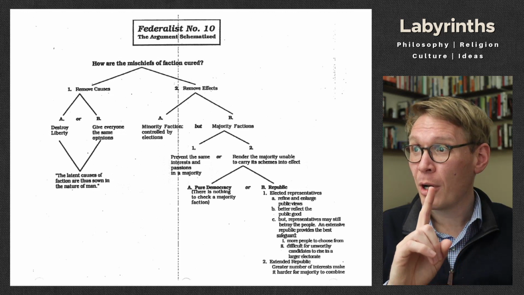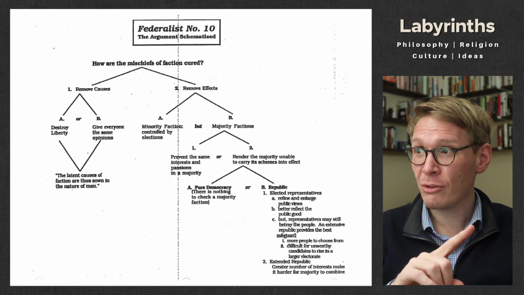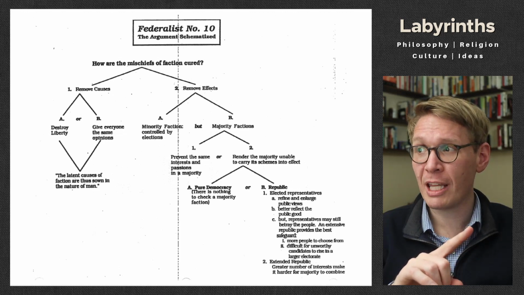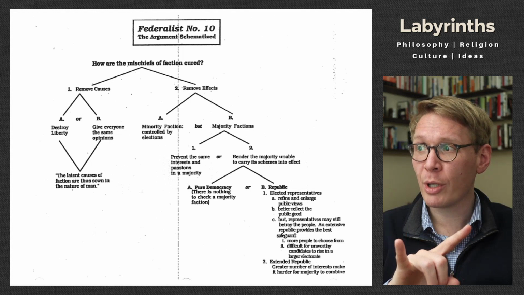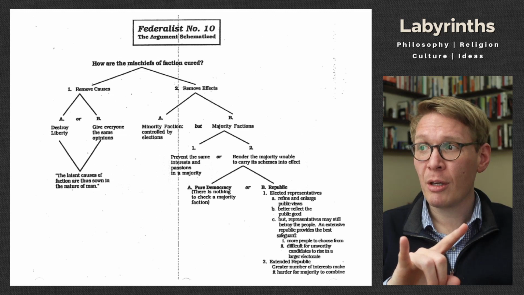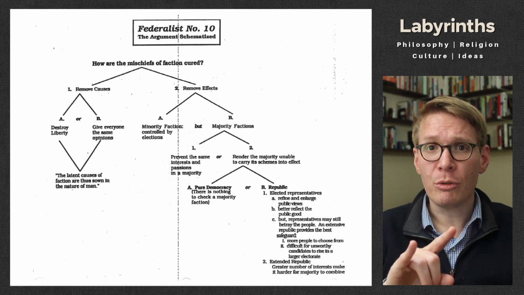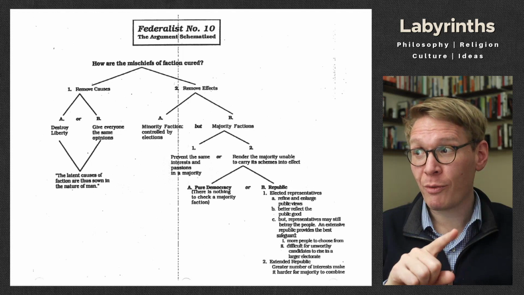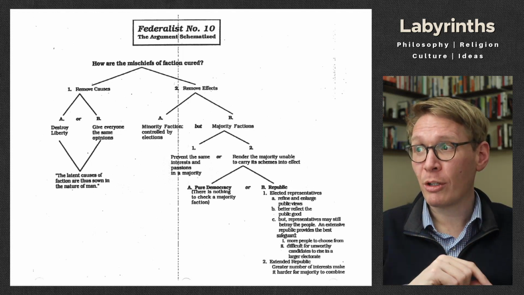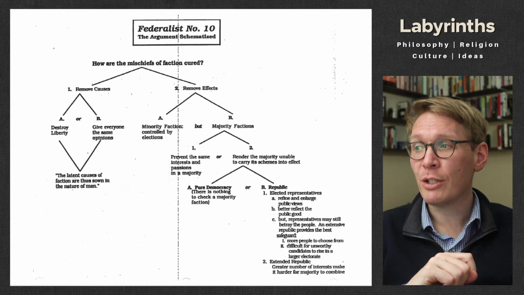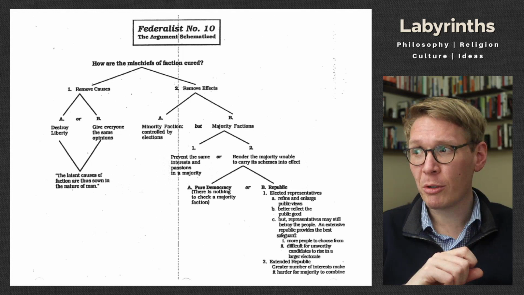You can deal with it either by preventing the same interests and passions from arising in that majority, or by rendering the majority unable to carry its schemes into effect. Those are two ways of dealing with majority factions. If you can prevent the same interests and passions from arising in a majority, that's good. You don't have a dangerous faction. But if you can't prevent that, then you have to render the majority unable to carry schemes into effect. And so then we have a final division here between two ways of doing that, either a pure democracy or a republic.